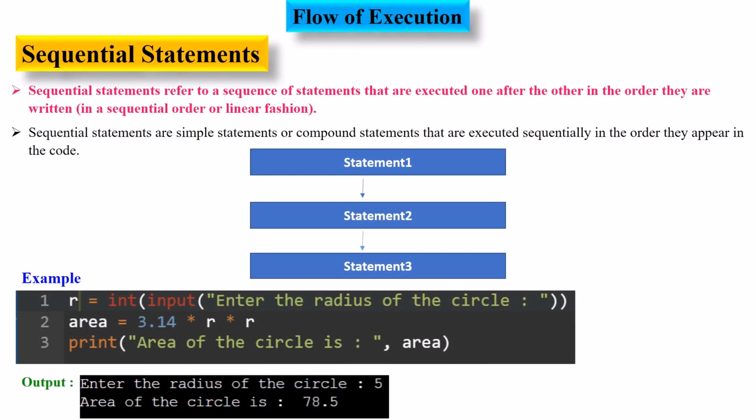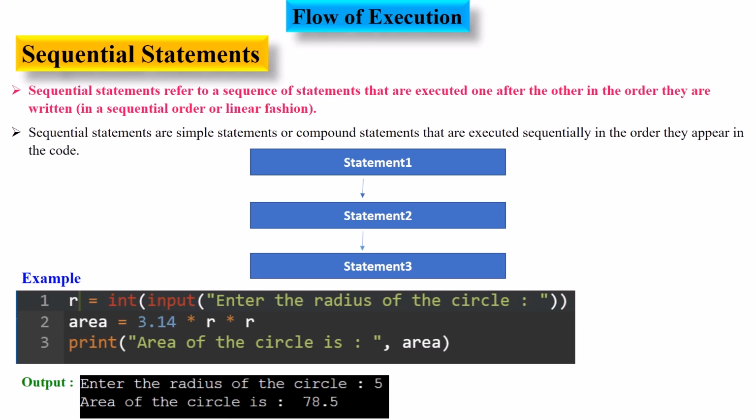The way in which the statements are executed defines the flow of execution in a Python program, which is categorized as sequential, conditional, and iterational statements. In Python, sequential statements refer to a sequence of statements that are executed one after the other in the order they are written, in a sequential order or linear fashion.